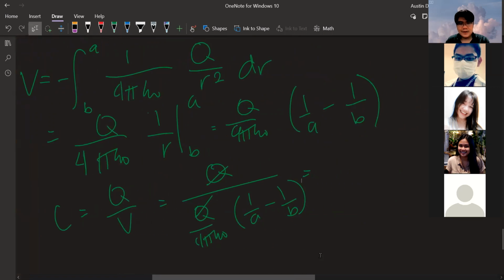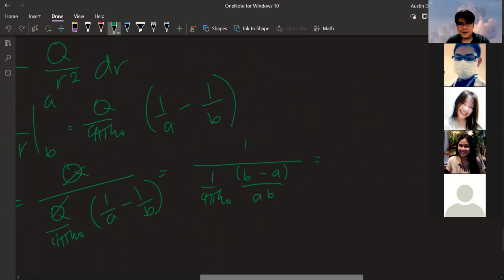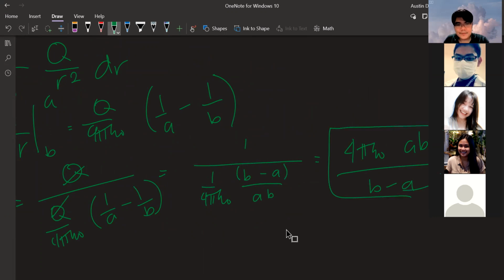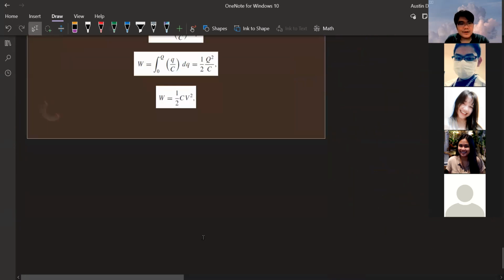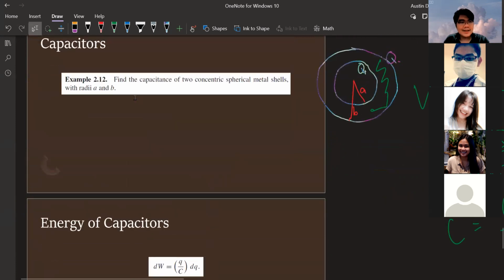Matagilid ng sulat ko. 1 over 4 pi epsilon naught. And then pagsamahin natin sila. B minus A over A times B. So we have 4 pi epsilon naught AB over B minus A. Charan. That's it. AB over B minus A. So, that's it, no? Ay, hindi pa pala. Charot lang.